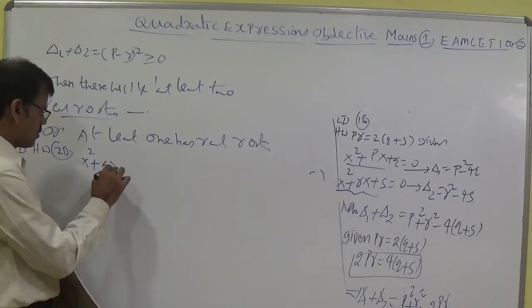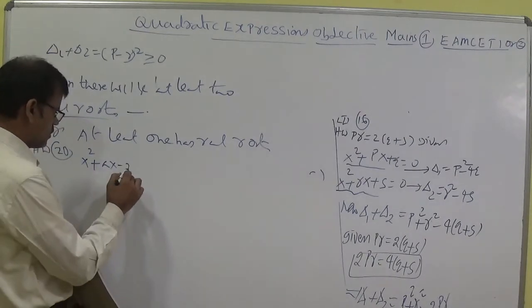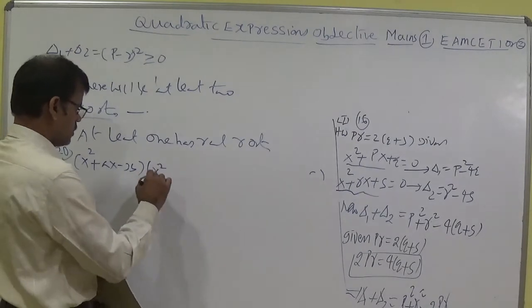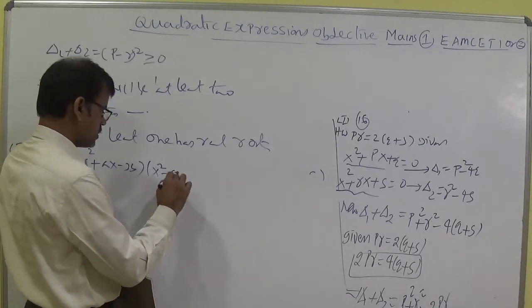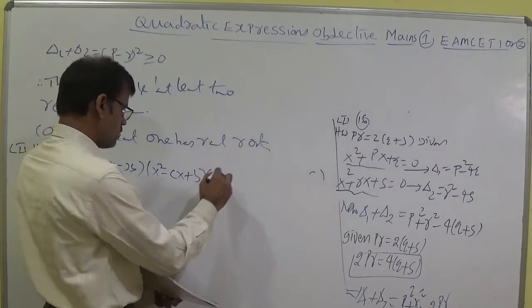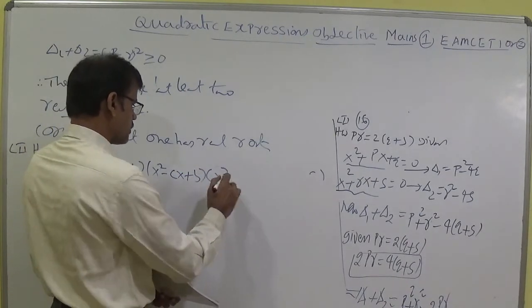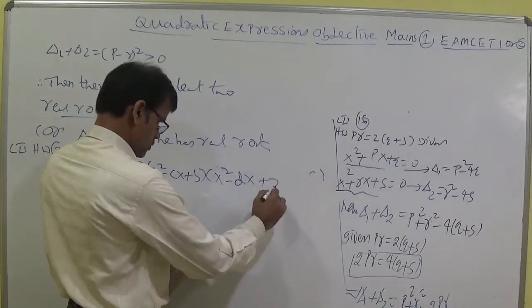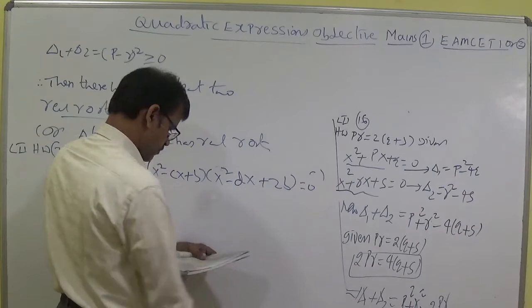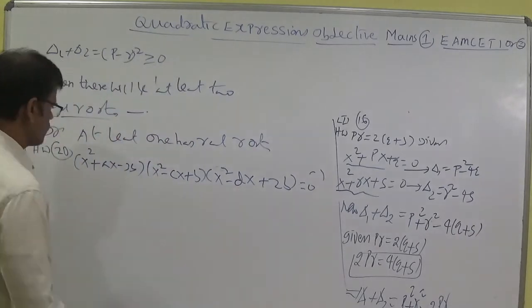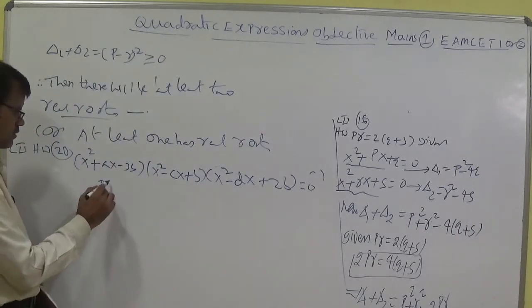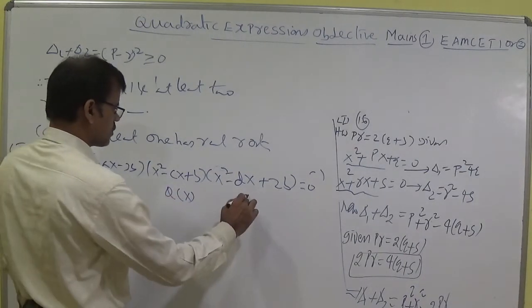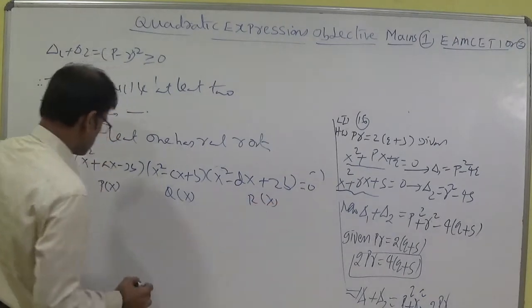x square plus ax minus 3b into x square minus cx plus b into x square minus dx plus 2b equal to 0. Here 3 quadratic equations are given. This is a combined equation of 3 quadratic equations; simply we can say P of x, Q of x, R of x, like that we can think.